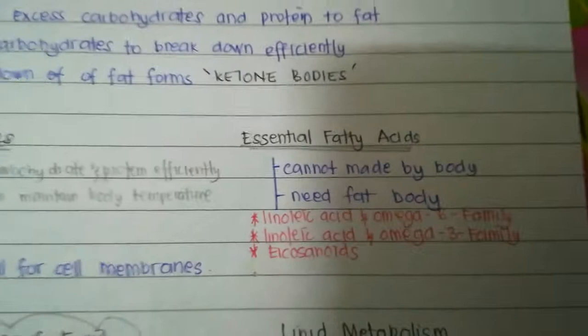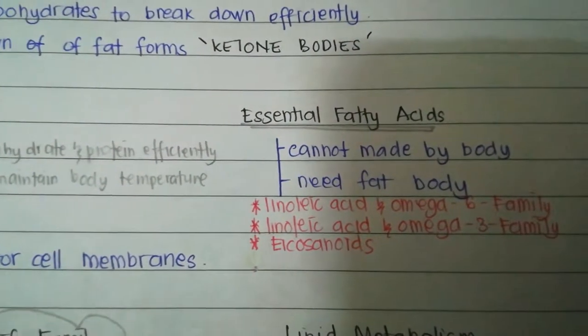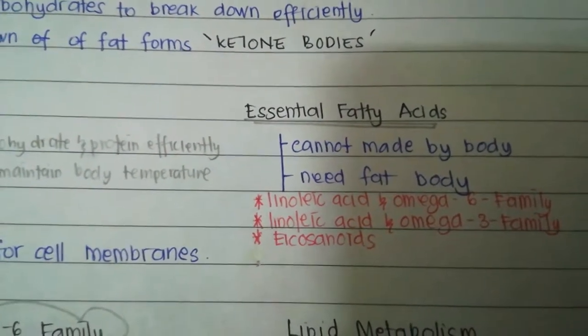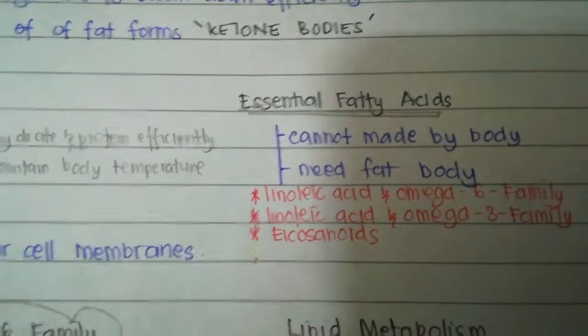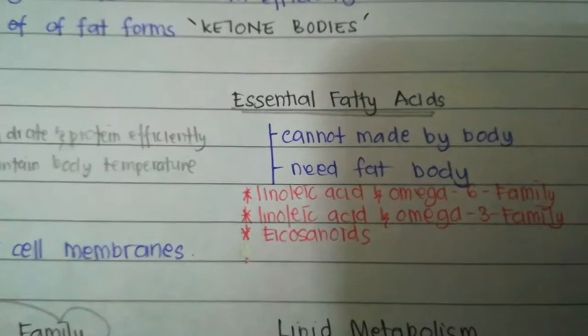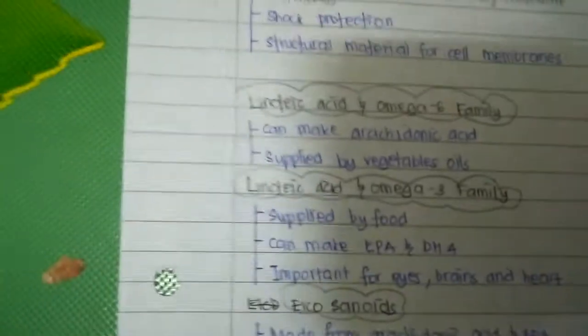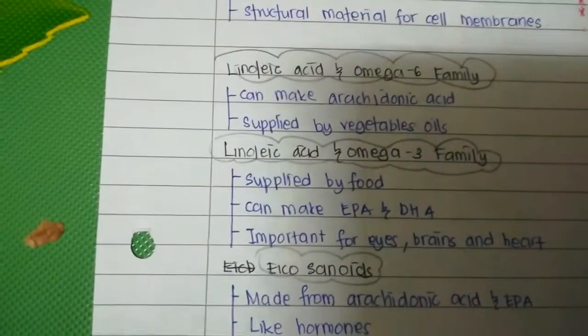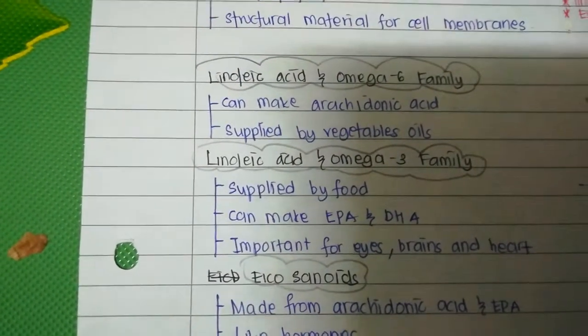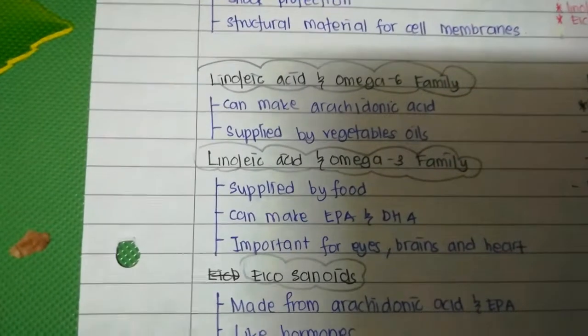Next is essential fatty acid. Essential fatty acid means cannot made by body. Dia ada 3 jenis essential fatty acid. First, linoleic acid and omega 6 family, linoleic acid and omega 3 family, and eicosanoid. First is linoleic acid and omega 6 family. Can make arachidonic acid and supply by vegetable oils, also meats.